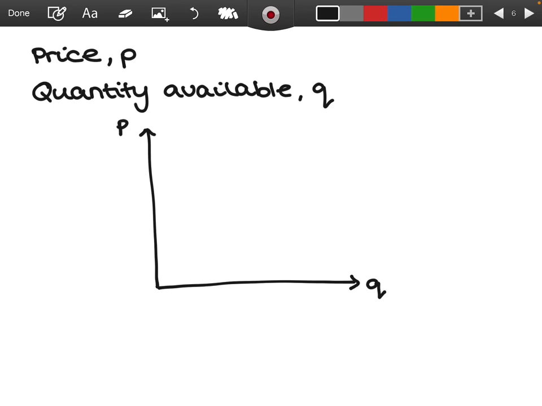So we'll look at two different things. We're going to look at a supply curve and a demand curve. A supply curve is looking at this situation from a manufacturer's point of view.